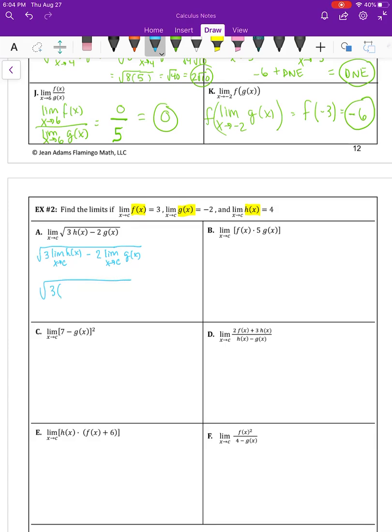So square root of 3 times, and we said that the limit for h of x was 4, and the limit for g of x was -2. So this is going to be the square root of 12 plus 4. The square root of 16. So my answer for this first one is 4.